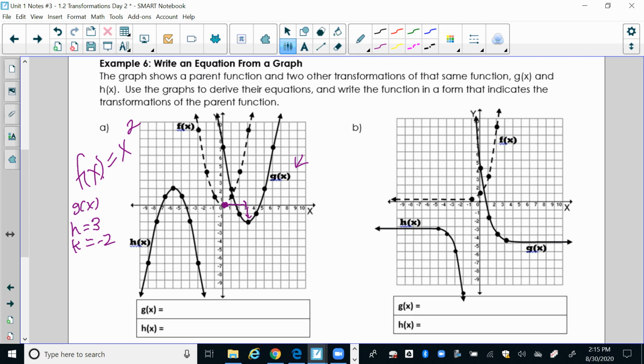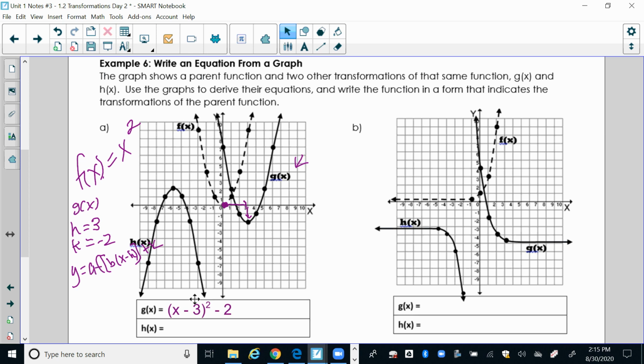So again, think back to that template. We have y equals a times f of b times x minus h, plus k. In this case, f of x is x squared. So we put that together into an equation and we get the equation of g of x is x minus 3, that quantity squared, minus 2. Because remember, it's always the opposite of h. And then the same as k.